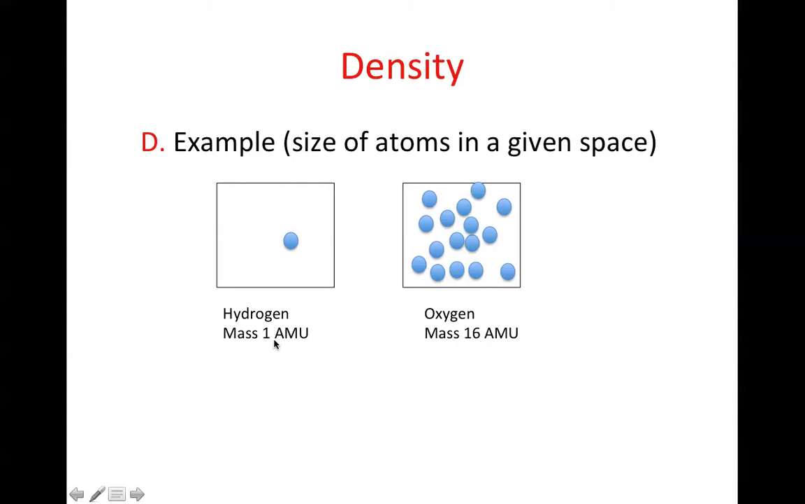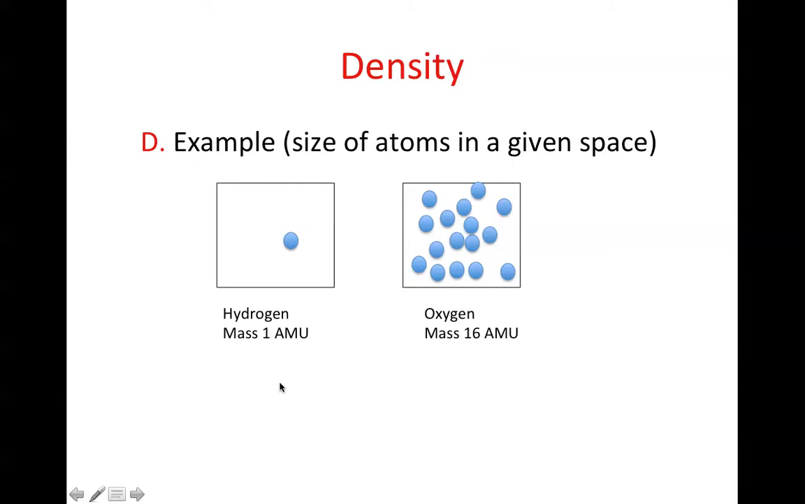In density, you are always comparing 2 things. So you don't just say something, oh, metal's dense. In comparison to what? Okay, you're always comparing things. So in our hydrogen and oxygen example, oxygen is more dense, so it would sink to the bottom in comparison to hydrogen, which would float on top.